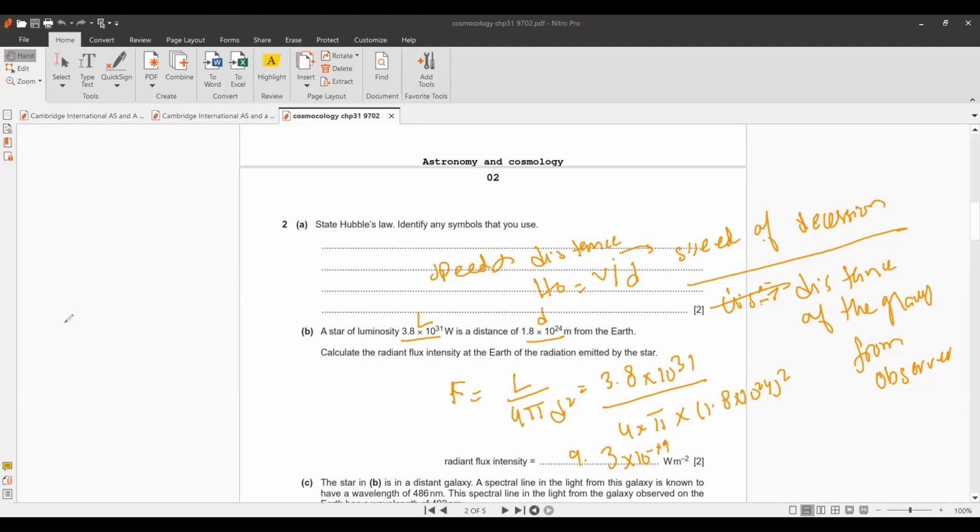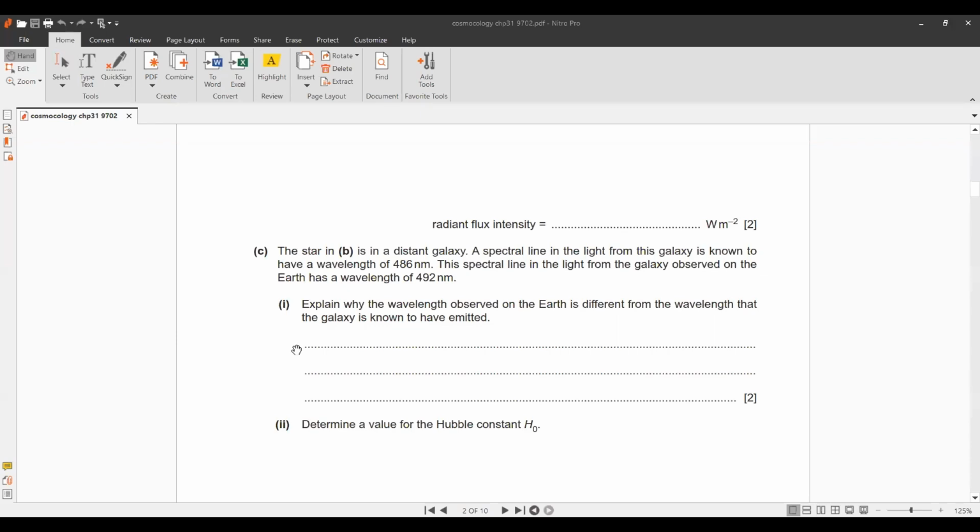The next part is question number 2, part C. They've asked about a star in a distant galaxy. A spectral line in the light from this galaxy is known to have a wavelength of 486 nanometer. The spectral line in the light from the galaxy observed on Earth has a wavelength of 492. Explain why the wavelength on Earth is different from the wavelength from the galaxy. We have already discussed this: whenever we have a bigger wavelength, that means the galaxy is moving away from us.